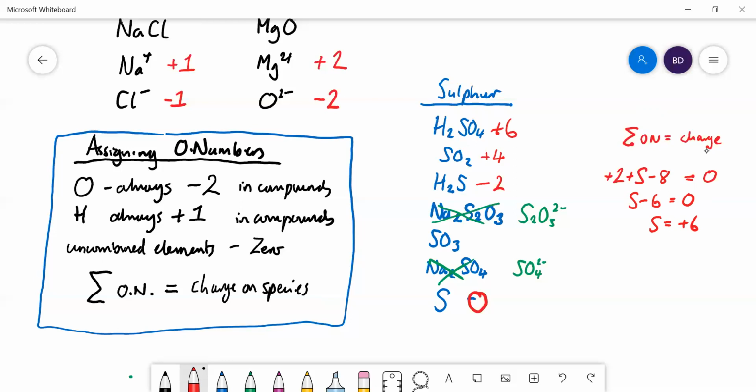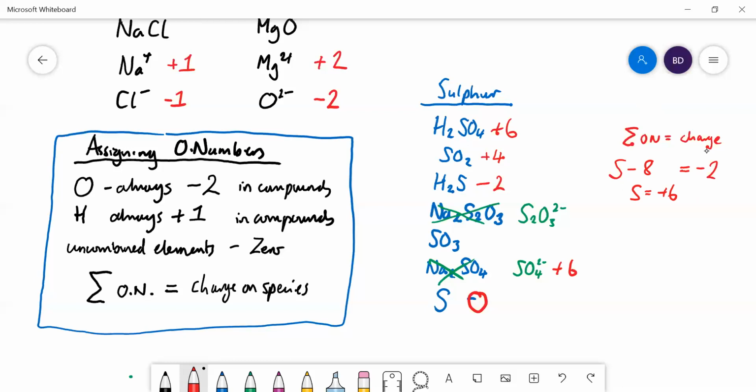Let's do it for the sulfate ion, SO4 2-. You can probably see what's going to happen there. It's going to be plus 6, but let's just do it. Right, what's the charge on the species? This time we do have a charge, so that's minus 2. Sulfur, we don't know. S, 4 oxygens, each one minus 2, so that's minus 8. So S is equal to plus 6. So we did that one.